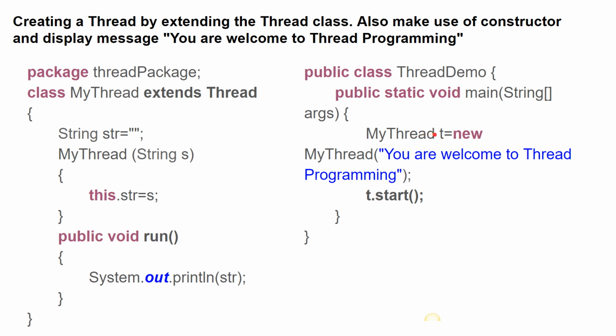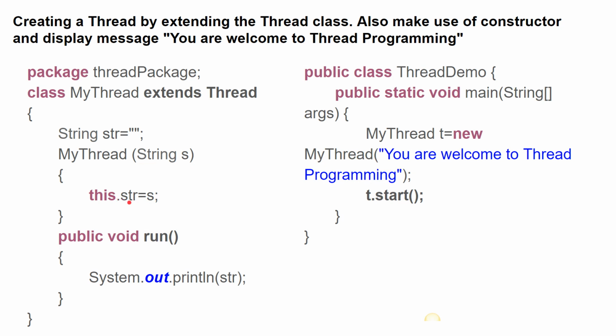As soon as you create the object of a class, a constructor block will be called, correct? So where is the constructor? This is the constructor MyThread, which is the same as the class name. The constructor name and class name should be the same. It's a parameterized constructor because it has a String parameter. So s is equal to "You are welcome to thread programming", and then this s will be assigned to str.